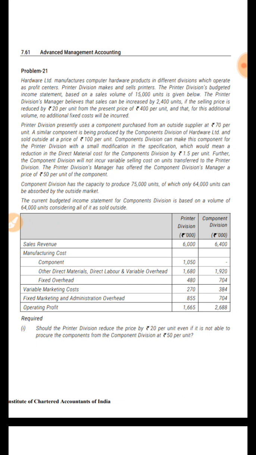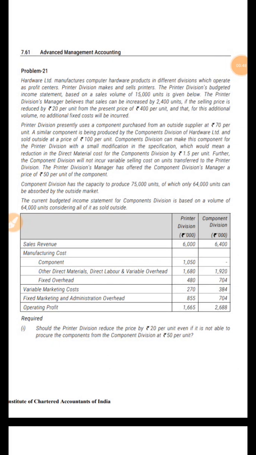The printer division's manager believes that sales can be increased by 2,400 units if the selling price is reduced by Rs 20 per unit from the present price of Rs 400 per unit, and that for this additional volume no additional fixed cost will be incurred.